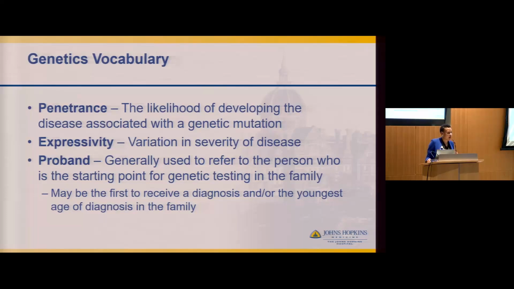And then lastly, you have your proband. That's a term that we throw around a lot as well. That's usually the first person who we've started with genetic testing in the family, generally the youngest age of diagnosis, or the first one who's shown up in our clinic. And so the proband is the one where we will start testing.